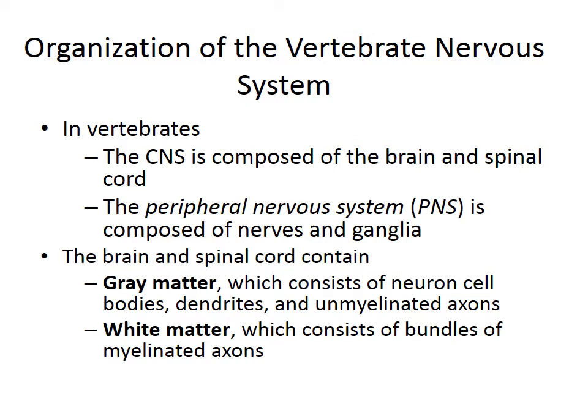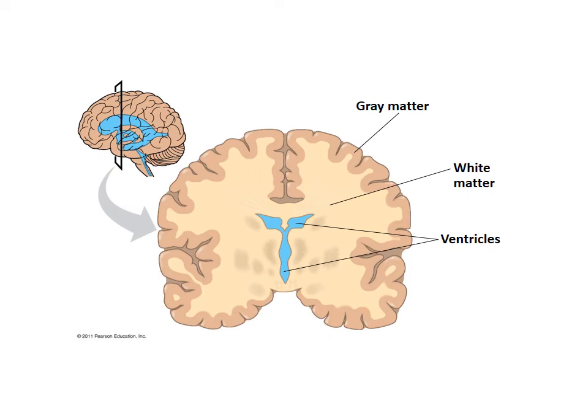The brain and the spinal cord contain gray matter, which consists of neuron cell bodies, dendrites, and unmyelinated axons. White matter, which consists of bundles of myelinated axons, so this is all the fat. And here's a picture of it. So if that's our brain, and we cut it this away, and then we looked into it, well, we see the gray matter, which are all the very important cells sticking on the outside. And then all the fat is in the inside, which is the white matter. Oh, yes, and these are the 3 ventricles. We have 3 holes in our head called ventricles.